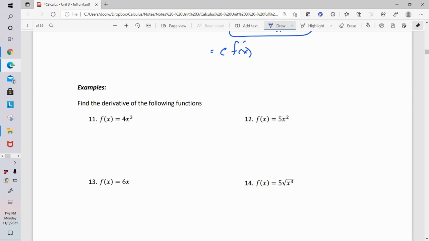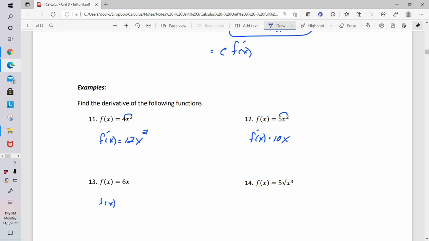The derivative of f of x is 4x to the third. I'm sorry, f of x is 4x to the third. So the derivative will be 3 times 4 is 12, x to the 3 minus 1 is 2. If f of x equals 5x squared, 2 times 5 is 10, x to the n minus 1.